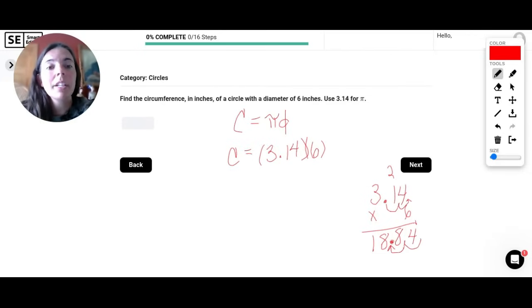Or you can just kind of estimate and go, well, 3.14 is about 3. So 3 times 6 should be 18. So it should be close to 18. That's another way to check your answer for if it's reasonable and making sure you put that decimal place in the correct spot.